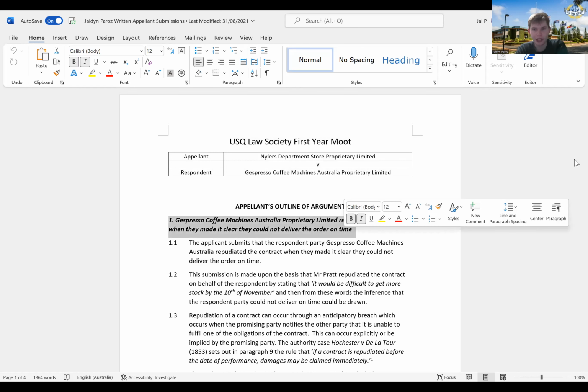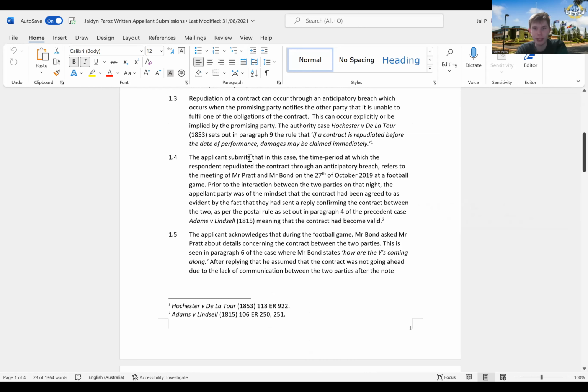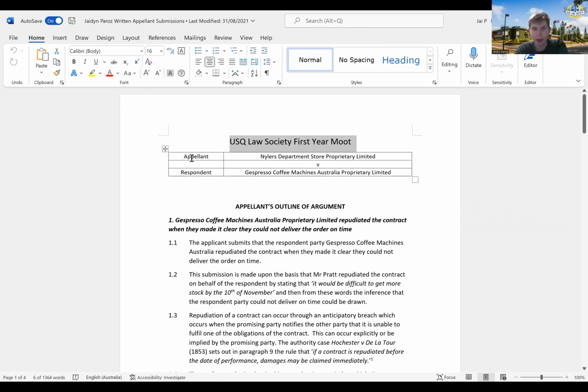So you state what the moot is, who the appellant is in a little table, who the respondent is in the table below, and then you outline what side of the argument you're for. For the moot, you'll need to present arguments for both the appellant and the respondent. They'll both be due on the same night. I'll let you know by a withdrawal what side you're representing first, but on the day you'll be representing both sides. So you need to prepare arguments for both sides.